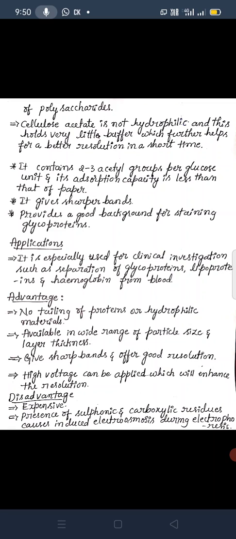And next, disadvantages of cellulose acetate electrophoresis. It is expensive, and the presence of sulfonic and carboxylic residues causes induced electroosmosis during electrophoresis.